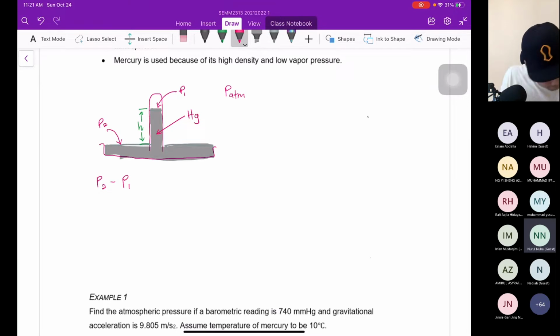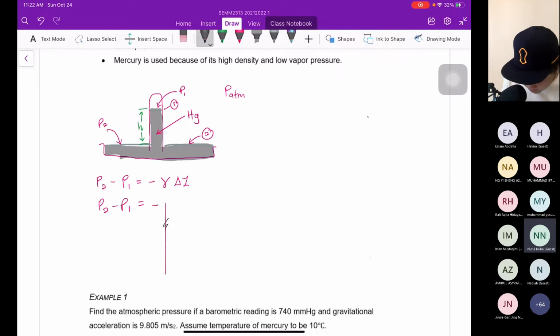P2 minus P1 equal to negative gamma delta Z. Okay, so let's say this is P1. Of course, this is point 1, or we call it 1. And this is 2. Of course, this is point 2. So from here, we can expand further. P2 minus P1 equal to negative gamma. Gamma of what? Anyone knows the gamma of what?